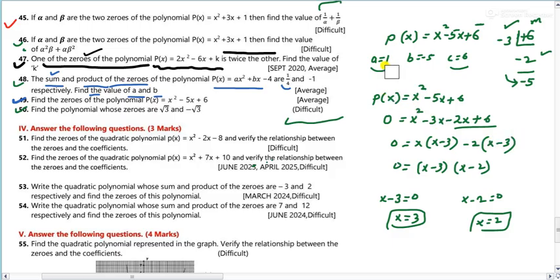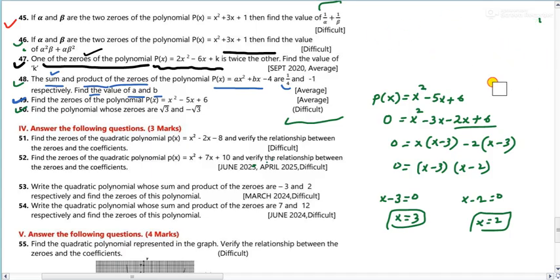Okay, so question number 50 of 2 marks. What does the question say? Can anyone read it?